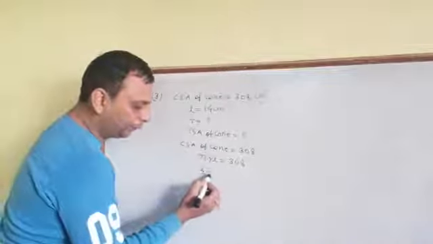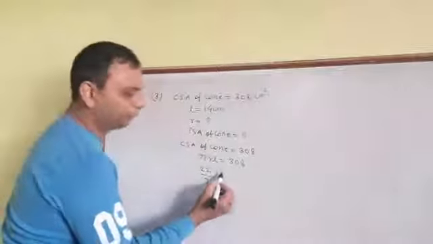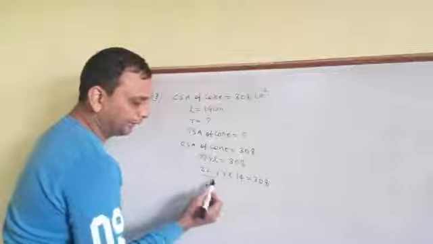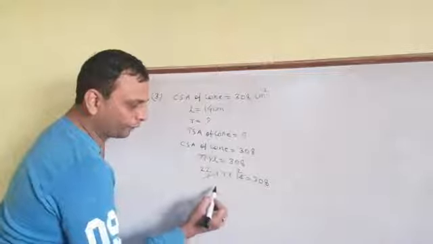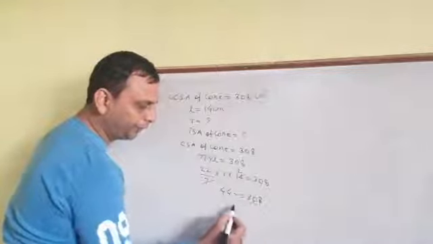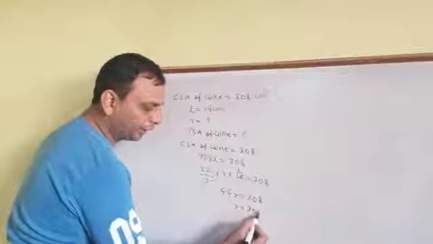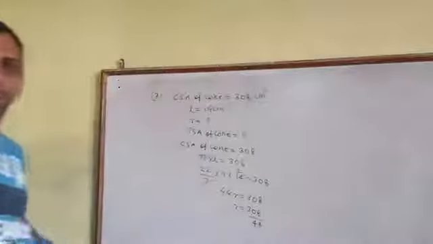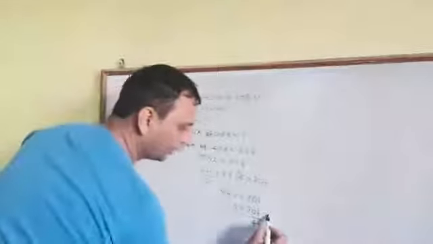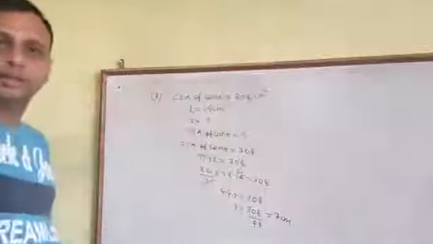Now pi is 22/7. The radius we have to calculate. L is given as 14 centimeter. 308, 7 will cancel with the 14 two times. So 44R is equal to 308. R will be 308 divided by 44. So 308 we have to divide by 44. On solving you will get the answer 7. 7 centimeter is the answer for this one.